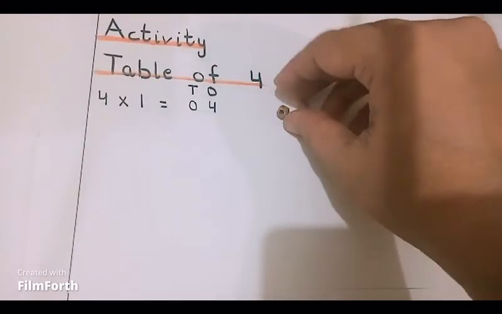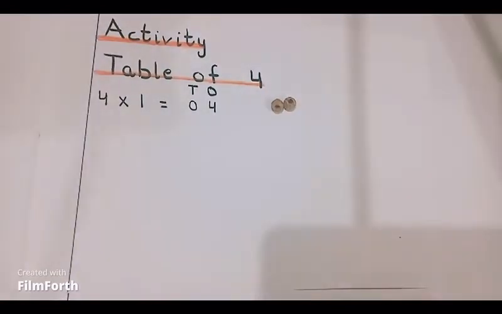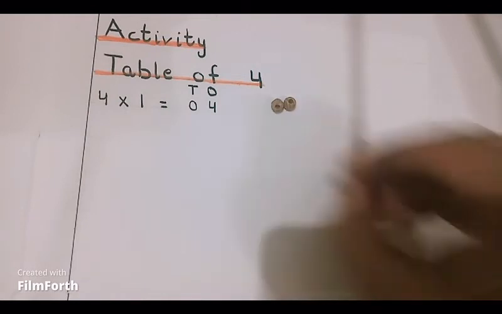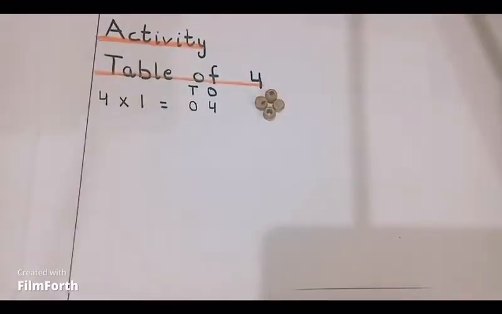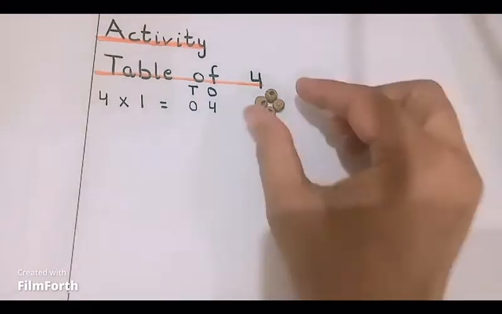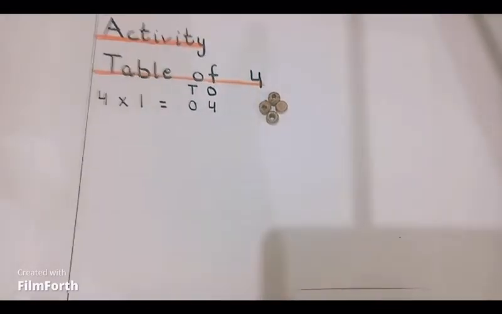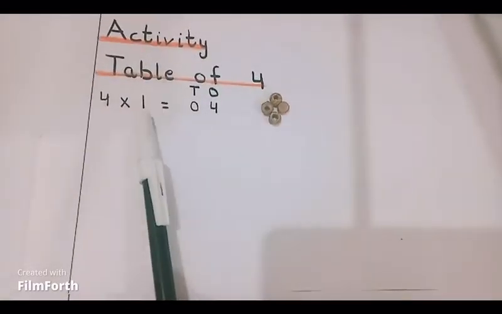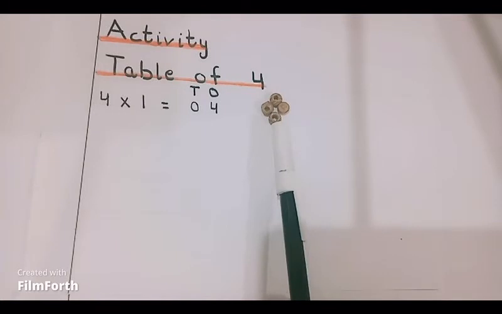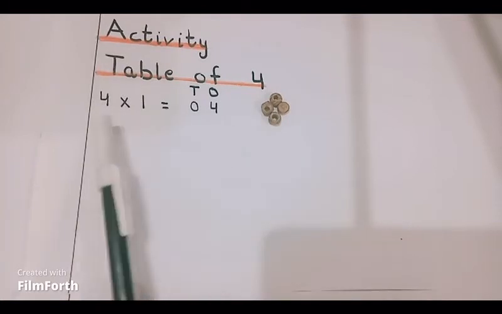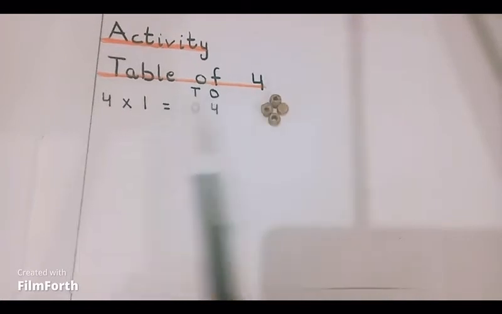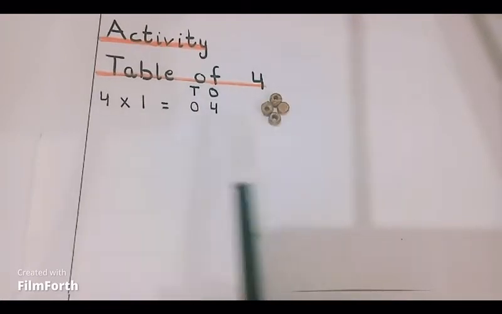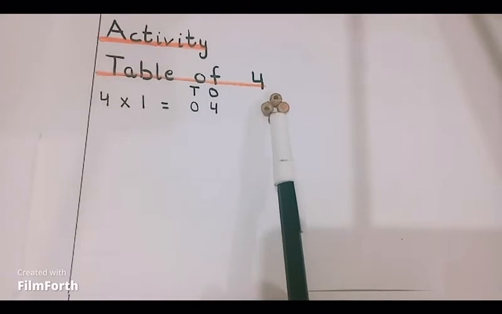4 ones are 1, 2, 3, 4. Look at here students. How many? Here is one group of 4. It means at this time 4 ones are 1, 2, 3, 4. 4 ones are 4. One group of 4.